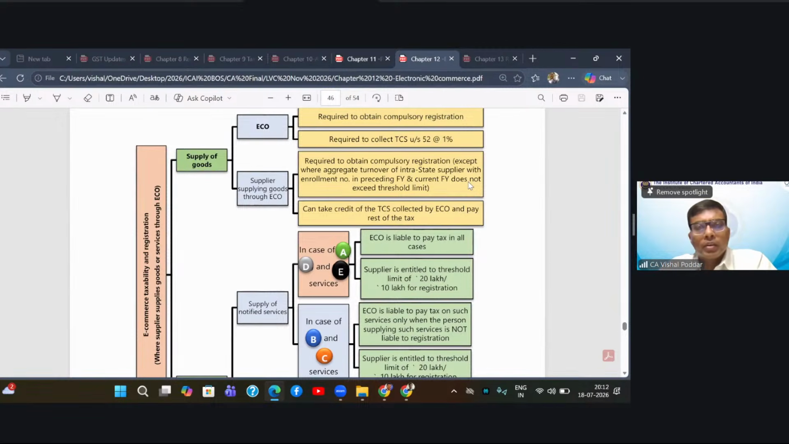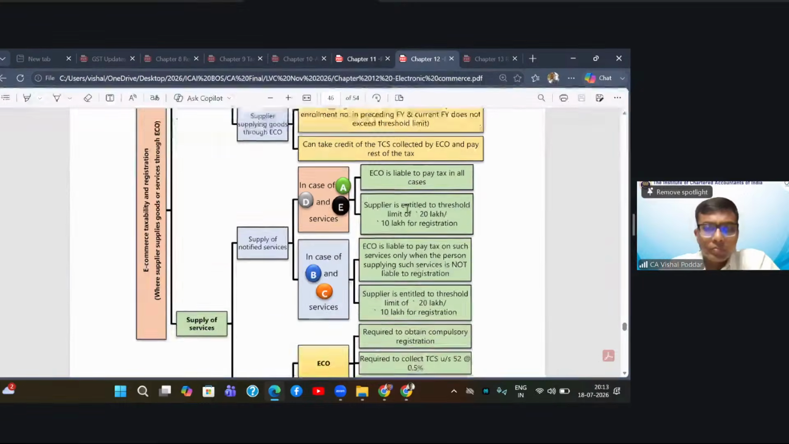Next, whenever this supplier is supplying its goods through the e-commerce operator, the e-commerce operator has collected the TCS. Whenever the e-commerce operator deposits the TCS, the supplier can take credit of the TCS. And as we saw in the previous chapter, this TCS credit will come in the cash ledger of the supplier, which the supplier can later use to discharge its tax liabilities.